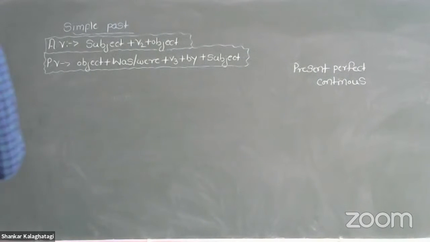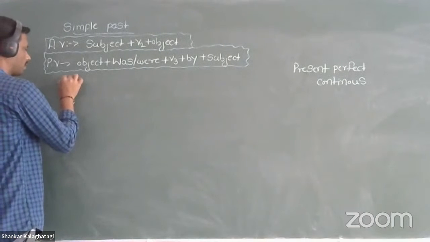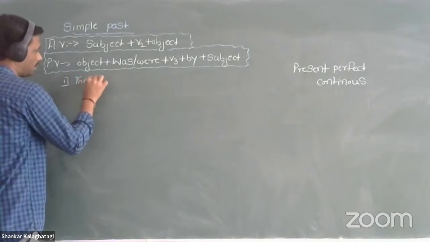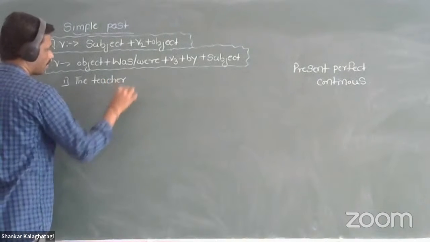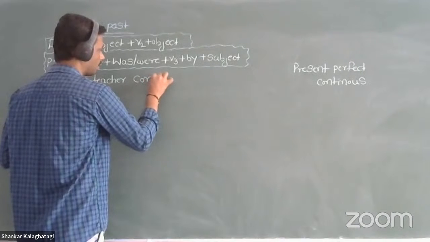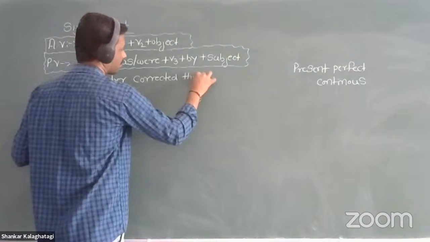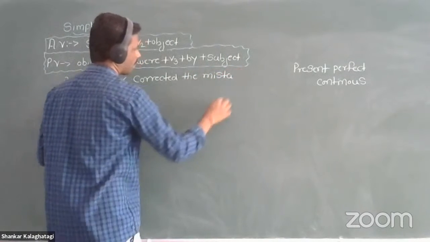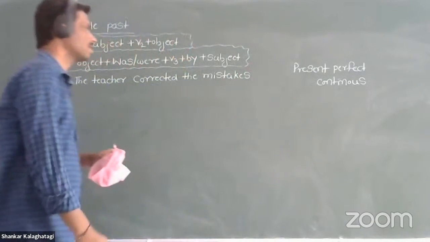Okay, go for the first example. The teacher corrected the mistakes. The teacher corrected the mistakes. Simple.